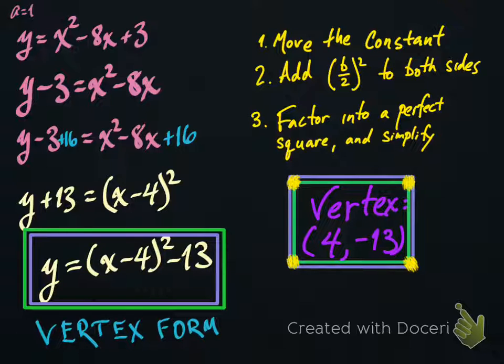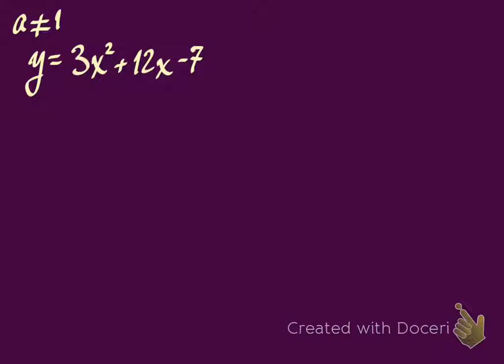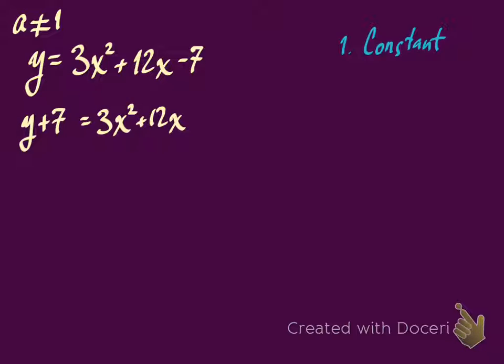And let's try another one now where a does not equal positive 1, and I've chosen y equals 3x squared plus 12x minus 7. All right, so first step is going to be the same. We're going to move the constant over, so we'll add 7 to both sides. And now, if you do remember this, anyway, or if you don't, this is what we had to do.